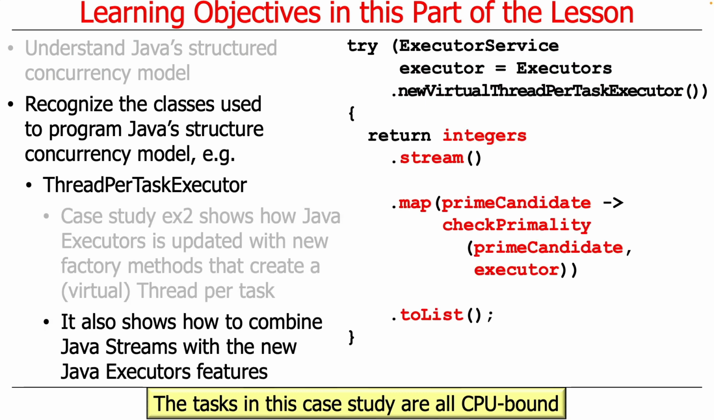It also shows how you can combine Java streams, in particular Java sequential streams, with these new structured concurrency features, which I tend to like to do because I can't stand writing classic Java. It's horrible now. The tasks in this case study are all CPU bound. We'll look at some other examples that are IO bound later.